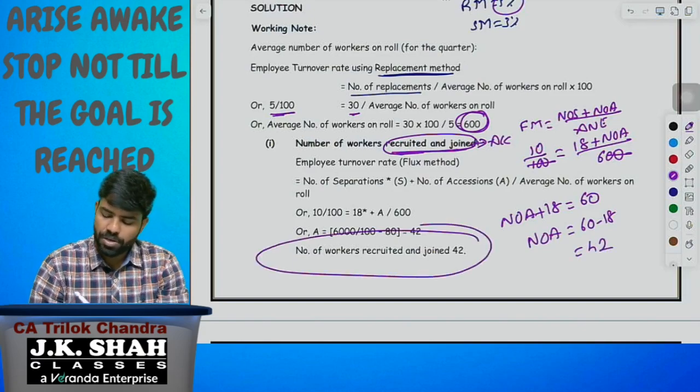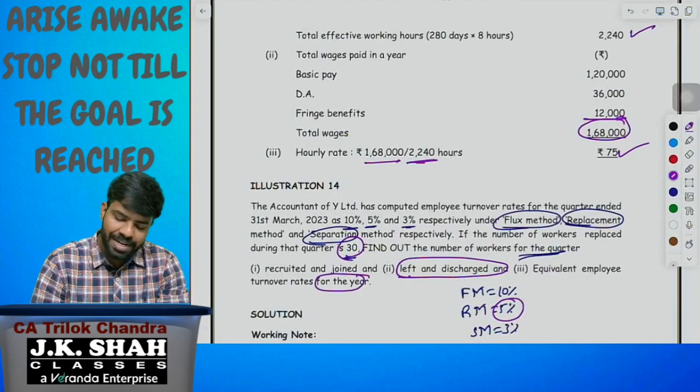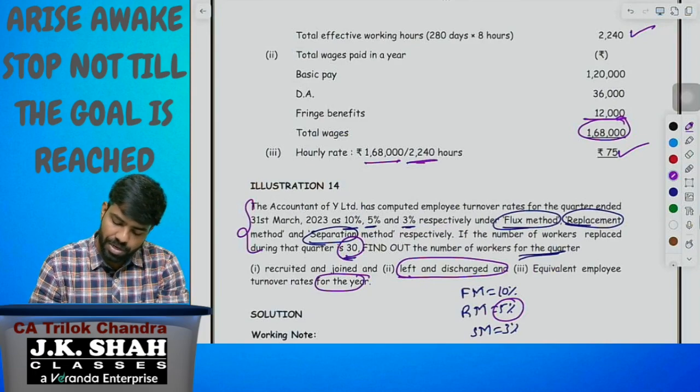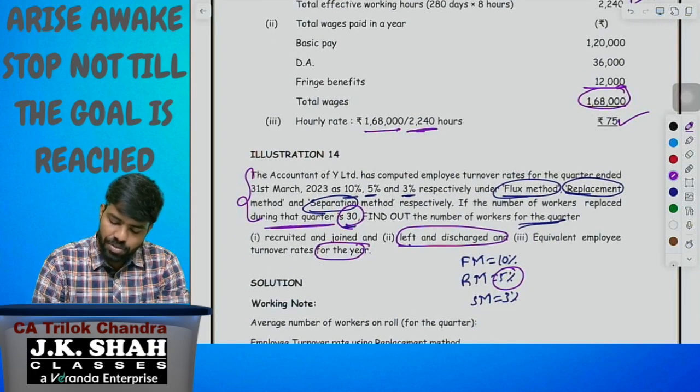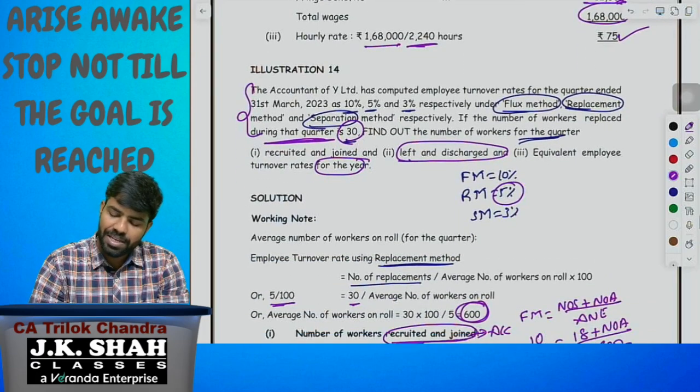That is the recruitments and new joinings. So those are the two requirements we calculated. And they are asking for the equivalent employee turnover rate for the year. The entire calculation we have done is for the quarter. Everything we calculated is for the quarter. They are asking for the year. How to calculate for the year?